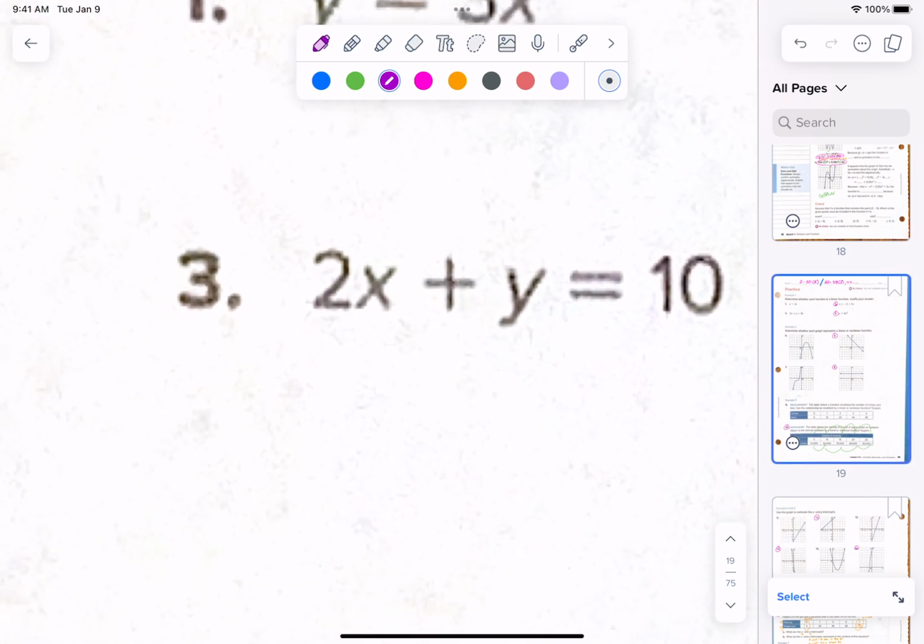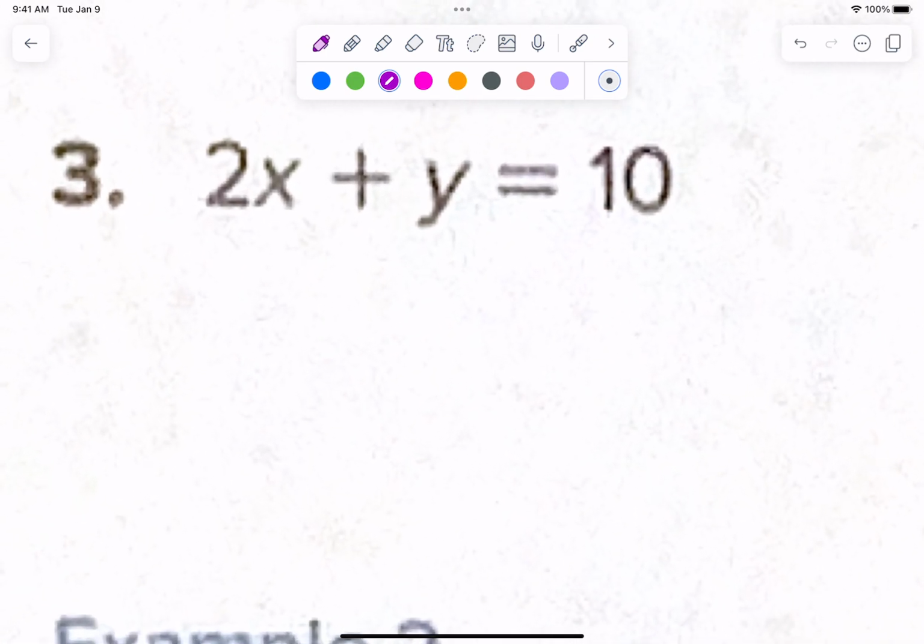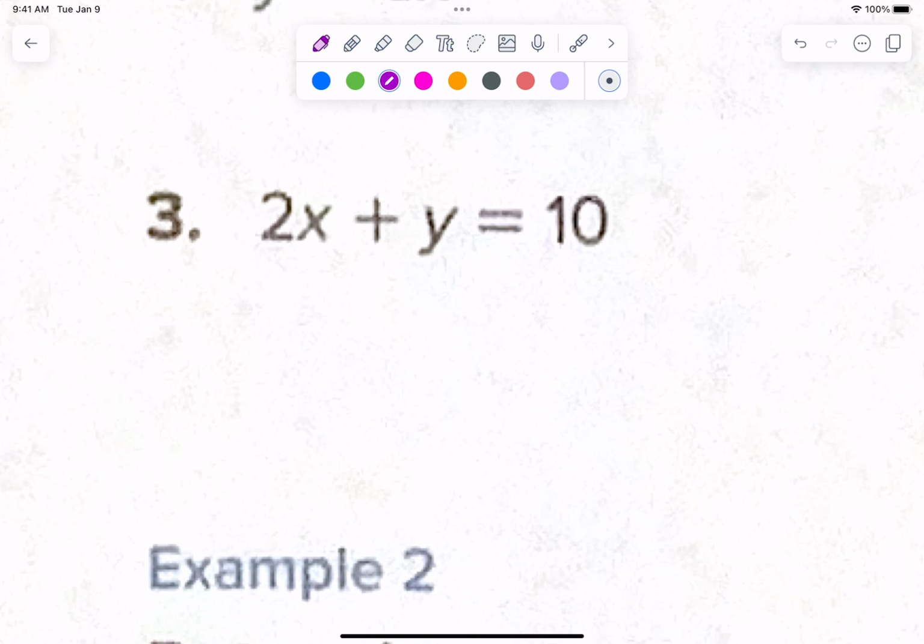All right. Number 3. We're going to do a couple of things with number 3. First thing: is it a linear function? Yes or no? Yes. How do you know whether it's a linear function or not? Because the x has no exponent. There's a y and there's an x.